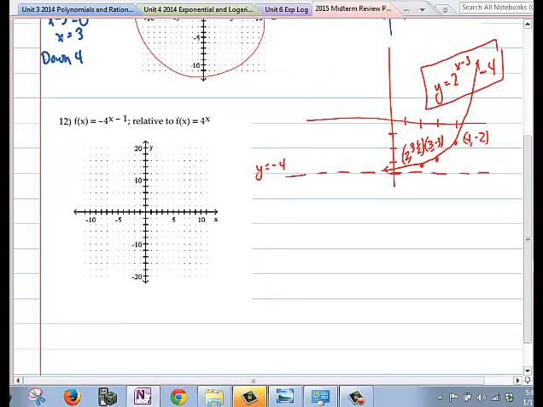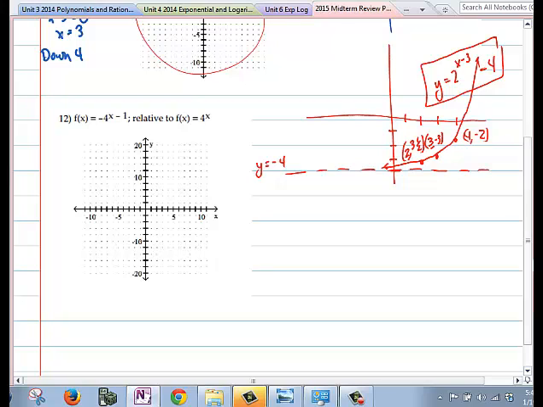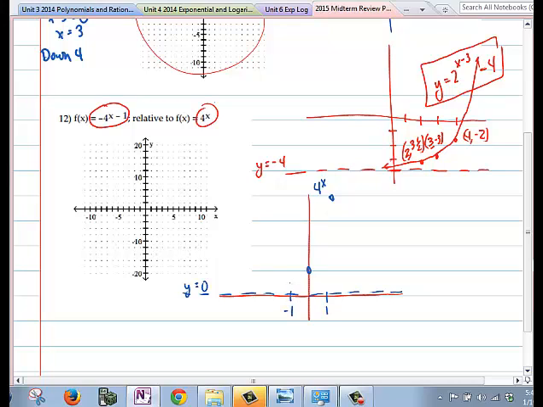Now we have another equation to work with, and this is 4 to the x. So how does -4 to the x minus 1 move relative to 4 to the x? Well, I'm going to graph 4 to the x again with my 3 points. Remember, I have an asymptote at 0. At 0, I'm at 1. At 1, I'm at 4. And at -1, I'm at 1/4.